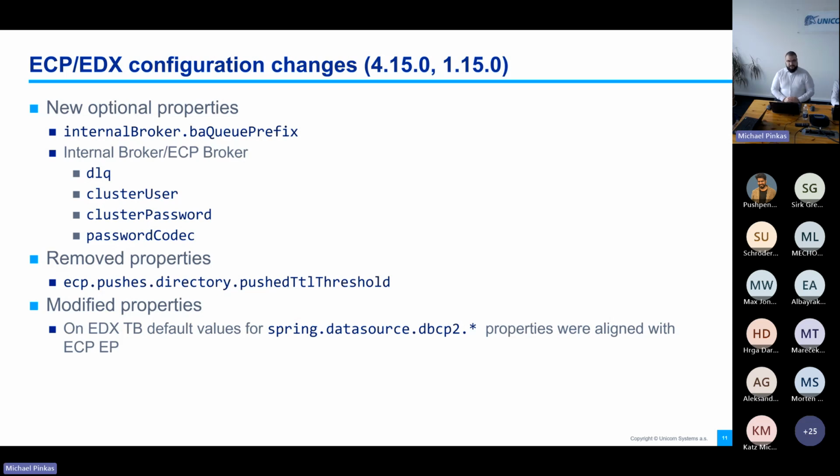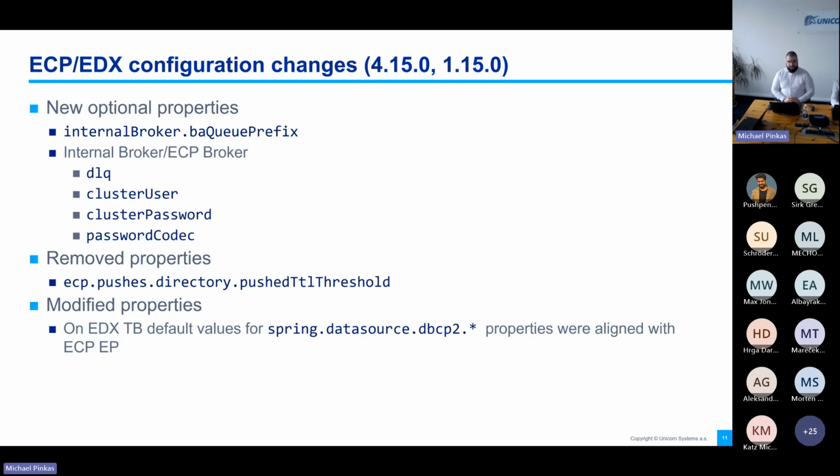Also, regarding the internal broker and ECP broker, specifically the authentication plugin, some new properties for DLQ, cluster user, cluster password, and password codec were added. Those properties are used for the data replication between different nodes, for the usage of the Artemis command line tool, etc. It's mainly used in ECP broker, as the ECP broker uses the authentication plugin by default. In case of internal broker, it is, I think, used only in case of direct messaging.